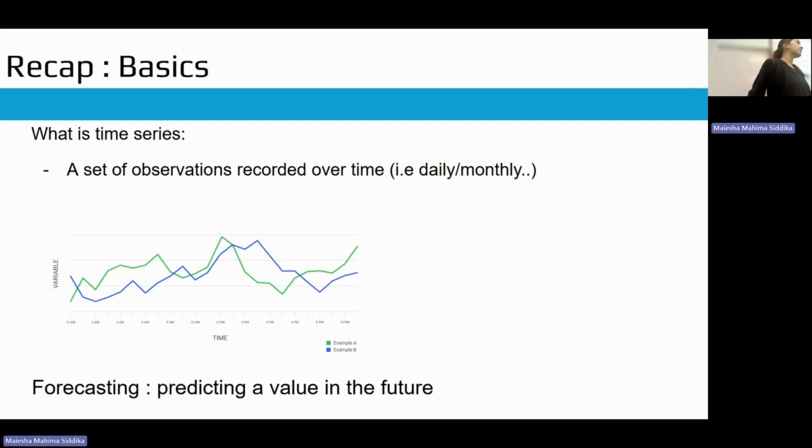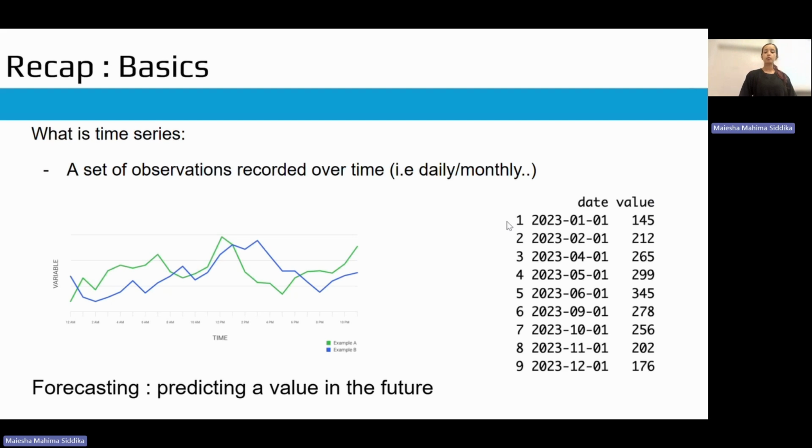And a key task in time series is forecasting. So you want to try and figure out and model past behavior, see things like seasonality, trends, and then use this information to predict better into the future. So this is an example of what a time series data frame might look like. Here we have some dates as our index, and then we have values. This can range from things like temperature, sales, and yeah.